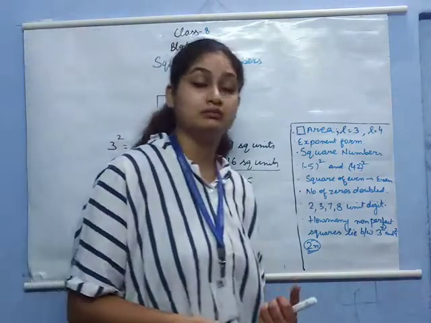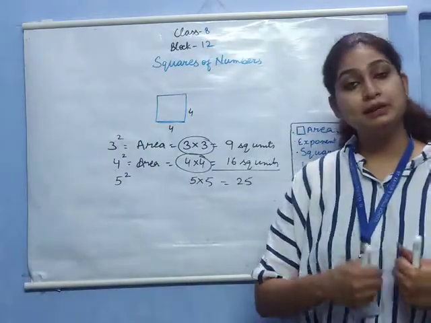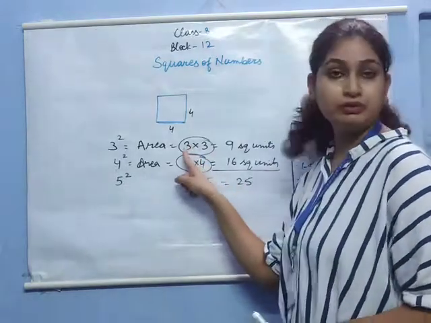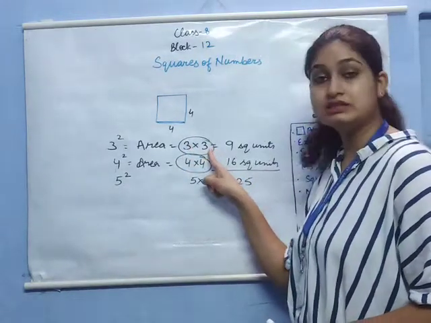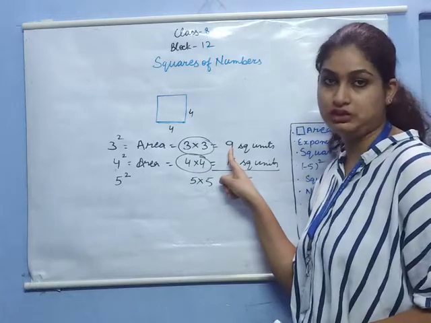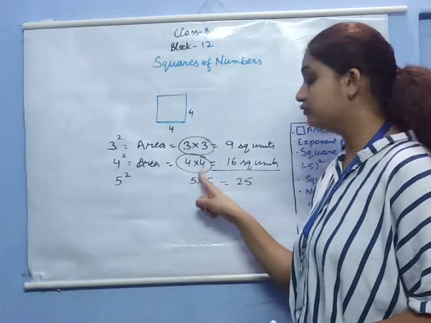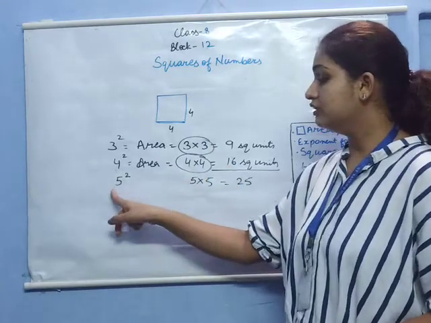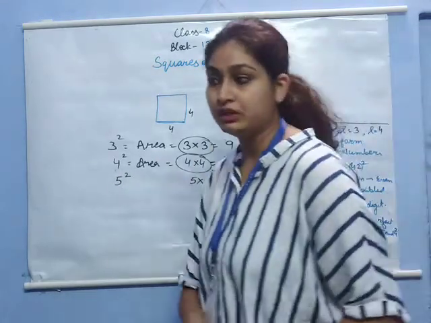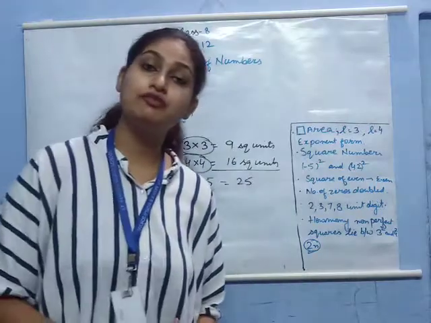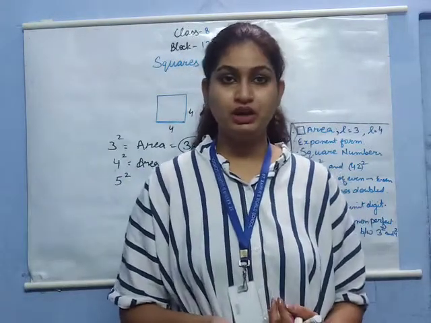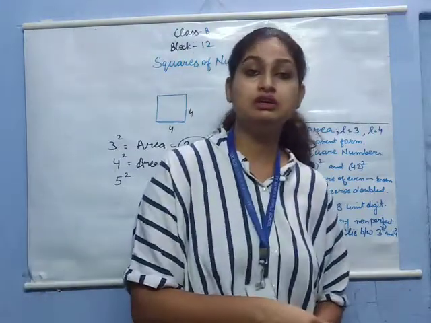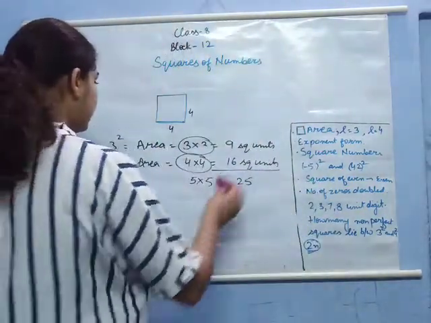What are square numbers? If a number multiplied by itself, it becomes its square. See, 3 was the number. If 3 is multiplied with 3 itself, then 9 is the square of 3. 4 multiplied with 4 becomes 16, that is the square of 4. Similarly, the square of 5 is 25. Basically, the area of a square is a square number. Area of a square we are finding the same way, and the square of numbers also we are finding the same way.